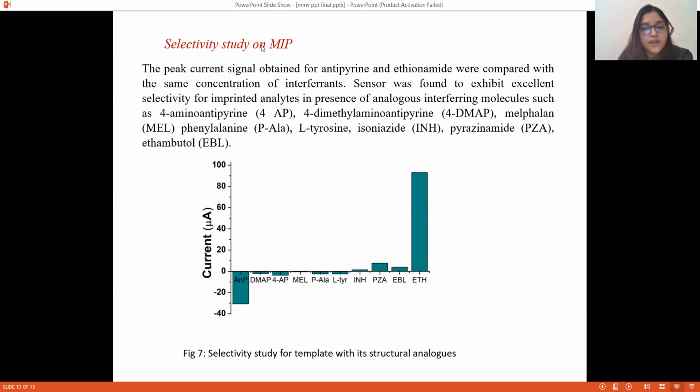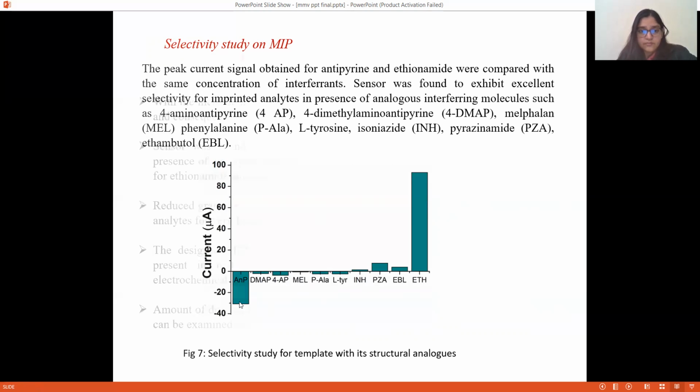The selectivity study on MIP can be seen in this figure. The peak current signal obtained for antipyrine and for ethenamide was much higher as compared to the other interfering species. As can be seen, various interfering molecules were tested on the sensor and we get a negligible peak for them, whereas we get a higher signal for the imprinted molecules, that is ethenamide and antipyrine.